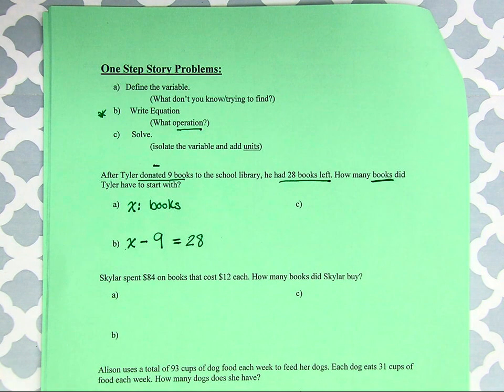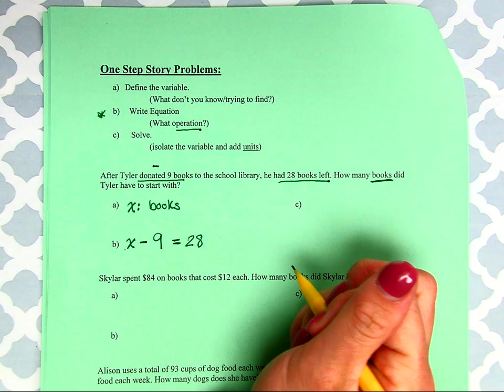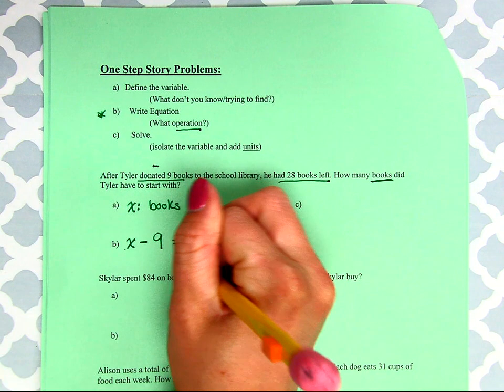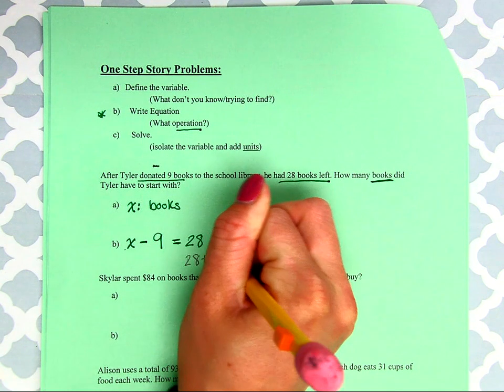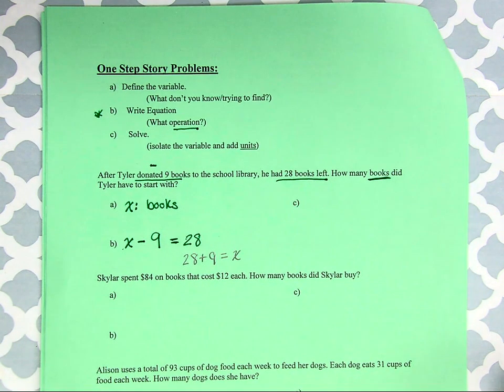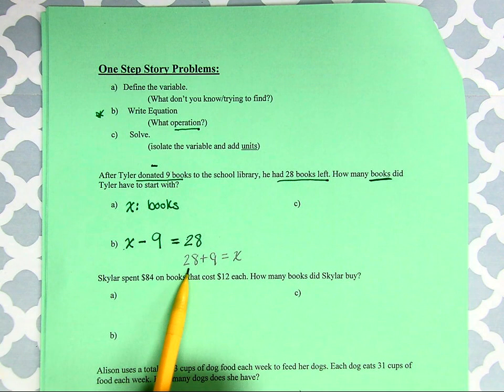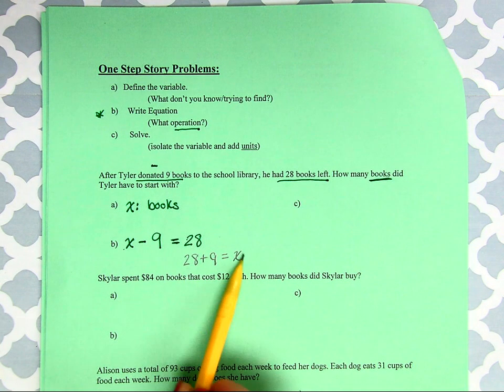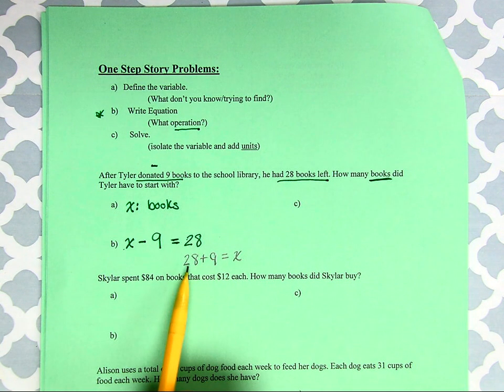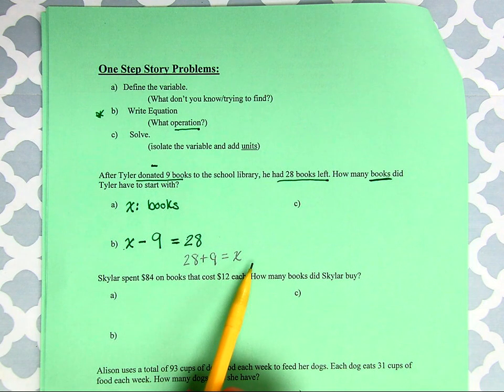What a bad equation would look like is if we had 28 plus 9 is equal to X. That's a bad equation, because this variable is already isolated. So this isn't the equation, this is already solved. So we've already kind of jumped to step C.